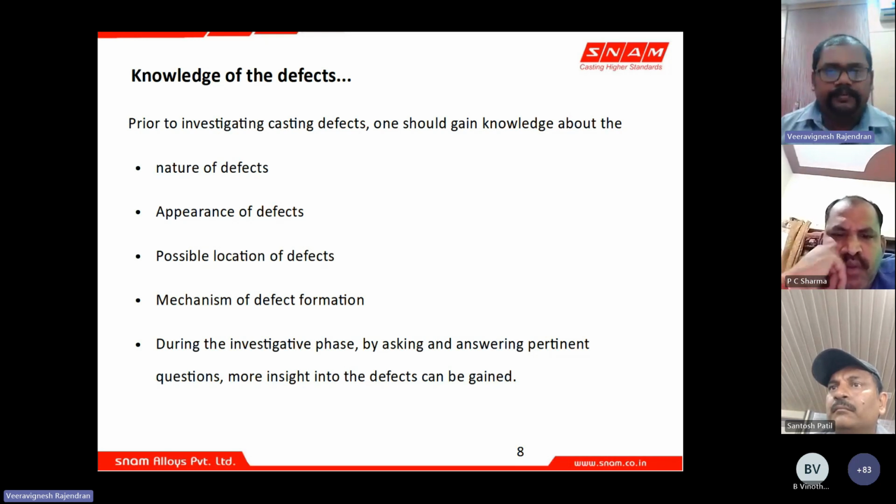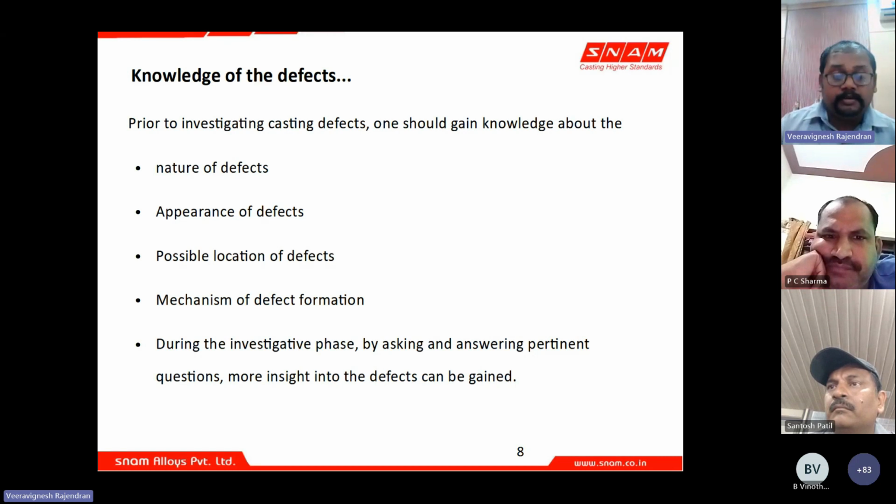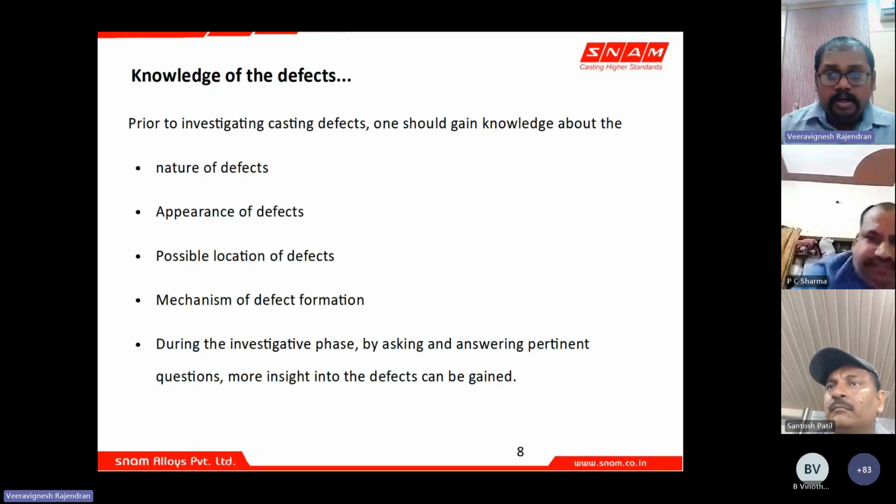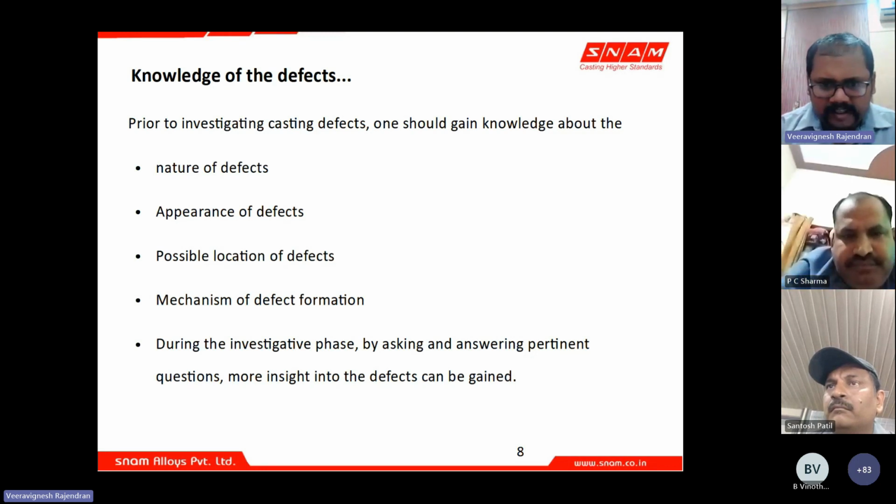Possible location of the defect. So where are all the defects located in the casting or in the process? Is it particular to this location, or to that location? And the mechanism of defect formation. This is the knowledge to be gathered. If you don't understand how a blowhole is formed and what are all the causes which can lead to a blowhole, it is a gas defect. So where is the gas coming from? Is the gas coming from just the moisture?